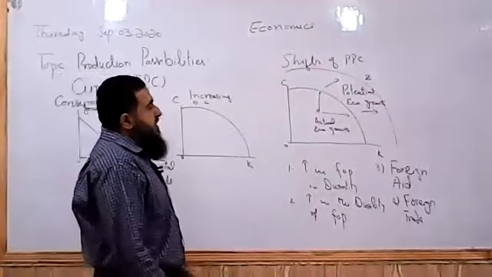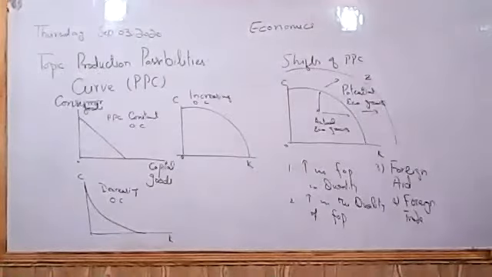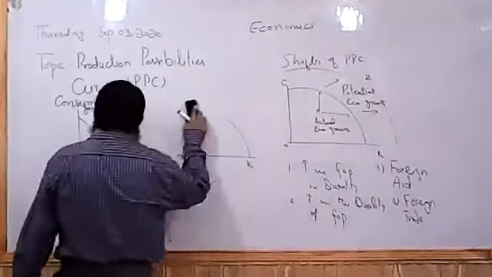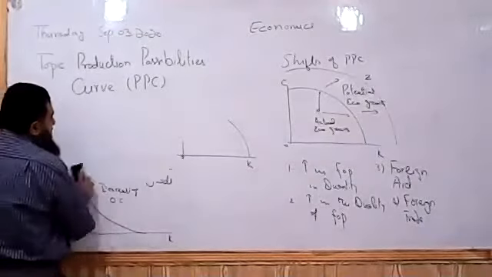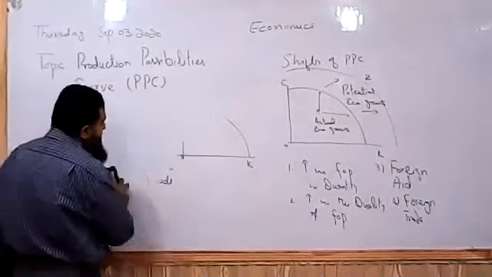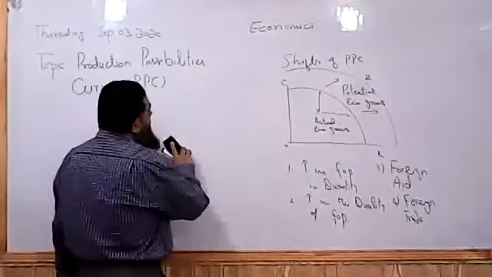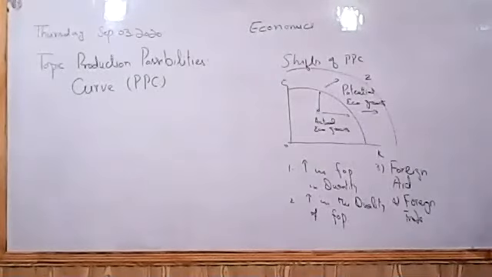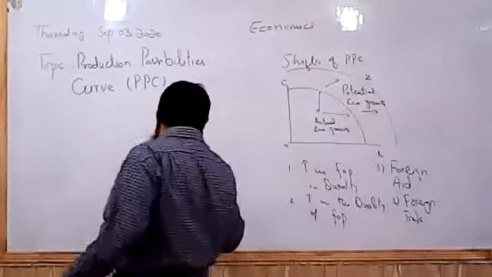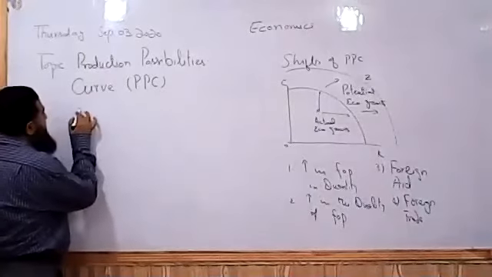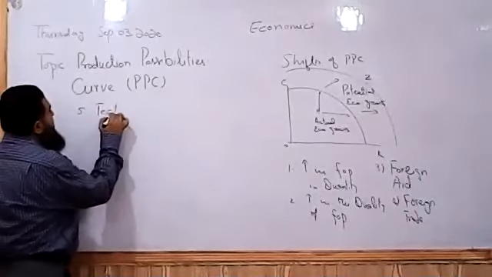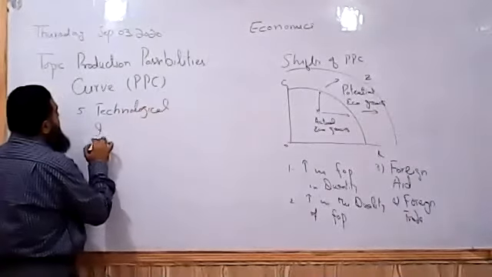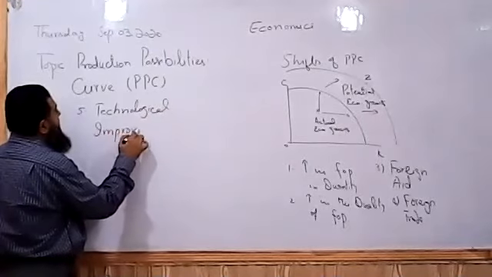Okay, so these are called the parallel outward shifts of PPC, how PPC is shifting parallel outward. Another thing which could cause a pivotal shift of PPC, in which we don't have a parallel outward shift but we can have a pivotal shift or non-parallel shift, is called improvement in technology, technological improvement. What do you mean by technological improvement?